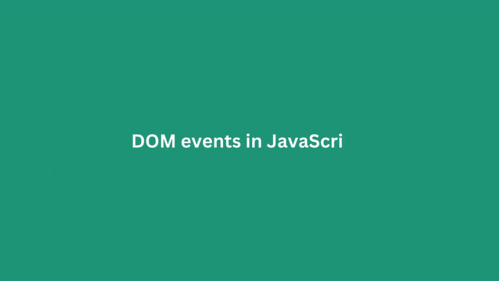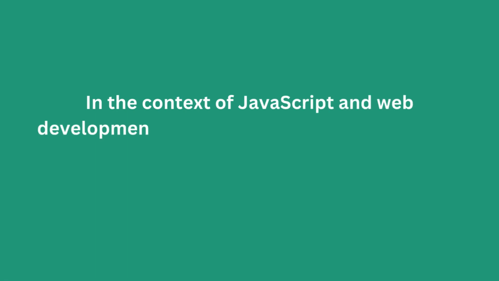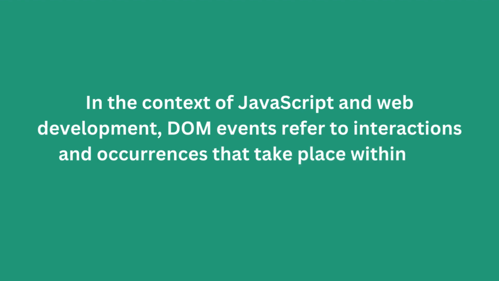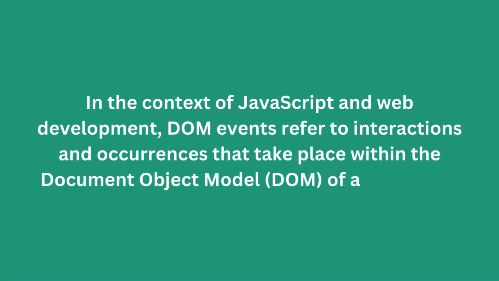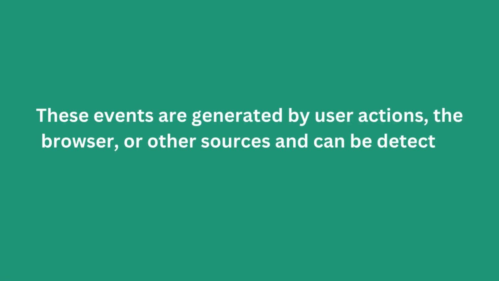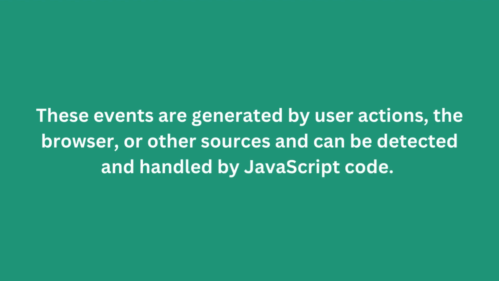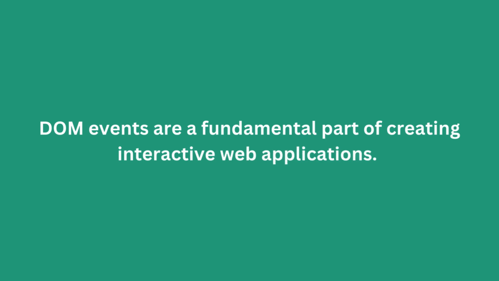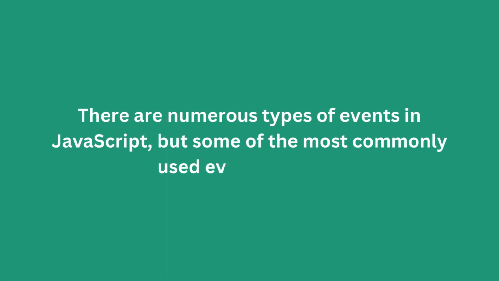DOM events in JavaScript. In the context of JavaScript and web development, DOM events refer to interactions and occurrences that take place within the document object model, DOM, of a web page. These events are generated by user actions, the browser, or other sources and can be detected and handled by JavaScript code. DOM events are a fundamental part of creating interactive web applications. There are numerous types of events in JavaScript, but some of the most commonly used events include: 1.